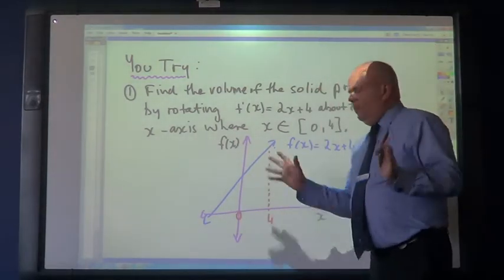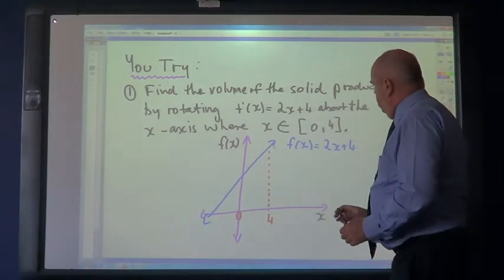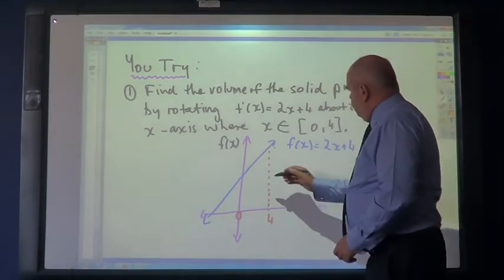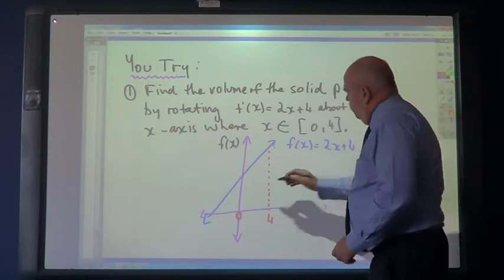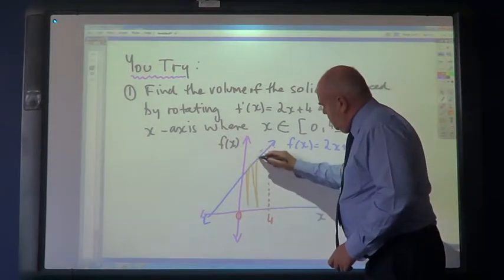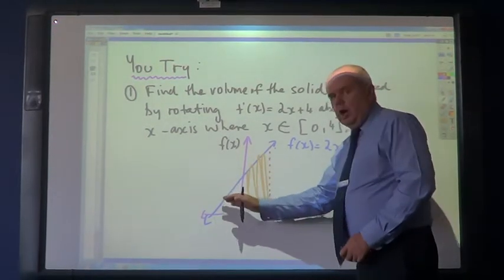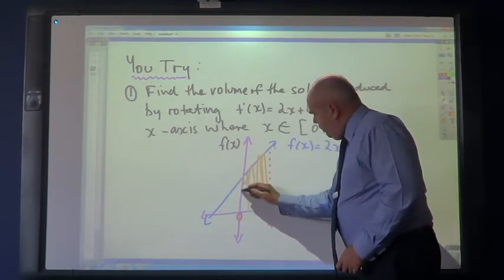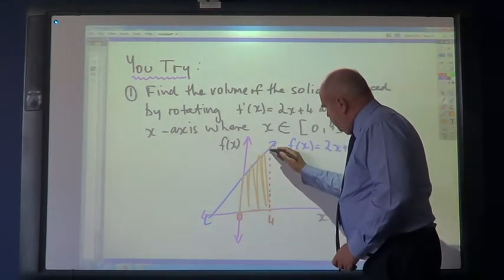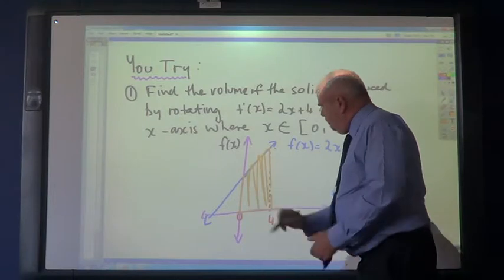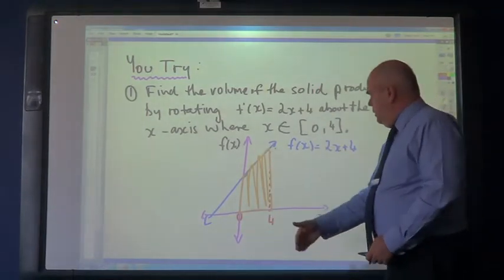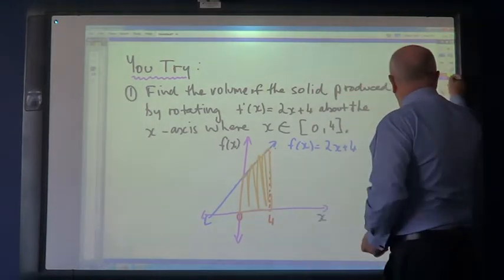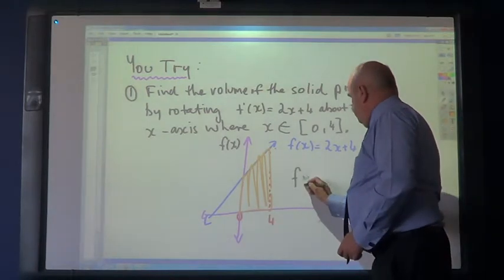Just to give you a visual representation of what was going on with that problem, what you are really doing is finding the volume of what is called a frustum. A frustum is kind of a truncated cone. So really, we're finding the volume of the, well, it's a trapezium, isn't it? That is rotated around the x-axis, and that solid is called a frustum.